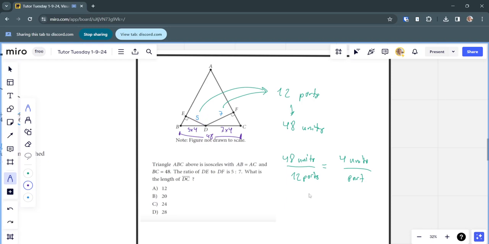Because you see, the 5 plus 7 here makes 12. In order to get it to the actual units, which is 48, we need to multiply everything by 4. So that means BD would be 20 units long, and DC is 28 units long. We maintain that proportion of 5 to 7, and in total 20 plus 28 would add up to the 48 units that we're expecting to see. So yeah, DC would have to be 28.